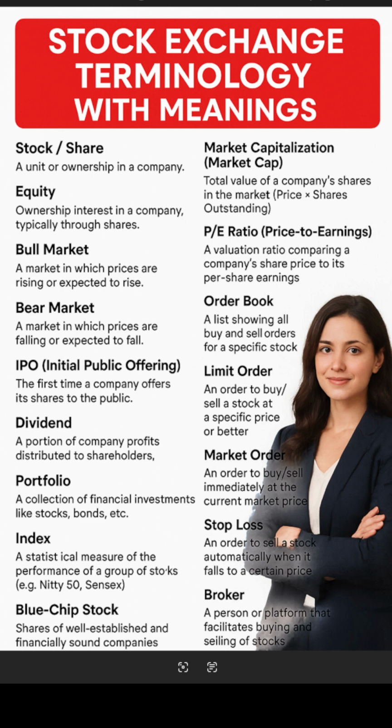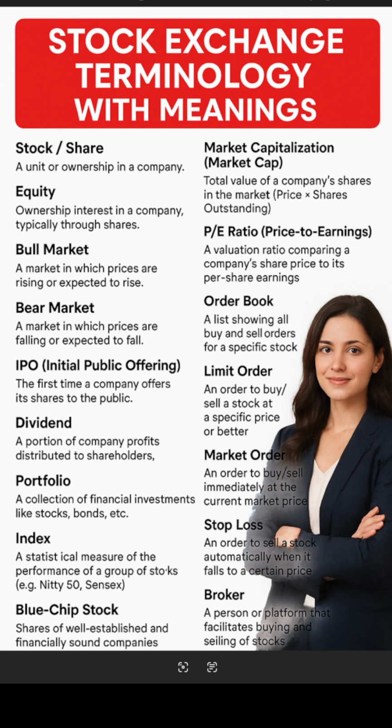Order book: a list showing all the buy and sell orders for a specific stock. Limit order: an order to buy or sell a stock at a specific price or better.